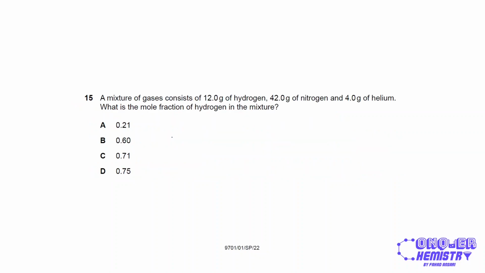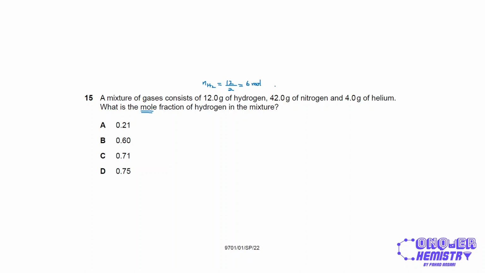So a mixture of gases consists of 12 grams of hydrogen, 42 grams of nitrogen, and 4 grams of helium. What is the mole fraction of hydrogen? Now, you might be tempted to use these masses directly to find the fraction, but remember they've asked for mole fraction. So first convert the masses to moles and then find the mole fraction. So in this case, for hydrogen, divide the mass, which is 12, by the Mr, which is 2. That gives you 6 moles.